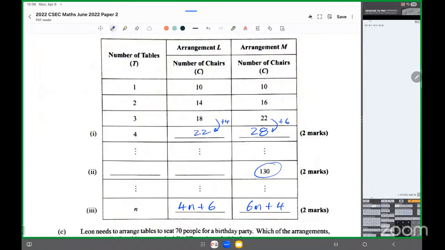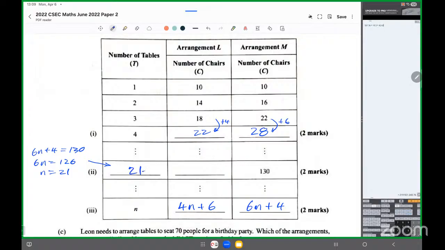Then for this line, this is 130. So you're going to equate this to 130 to find what the n is on this line. All right. So let's work it out over here. On this line, we're going to put the formula equals 130. Let's see what the n is. So we're going to put the formula 6n plus 4 equals 130. Subtract the 4 first. We're going to get 6n equals 126. And you divide by the 6, you're going to get n equals 21.